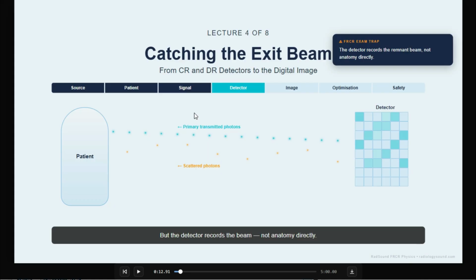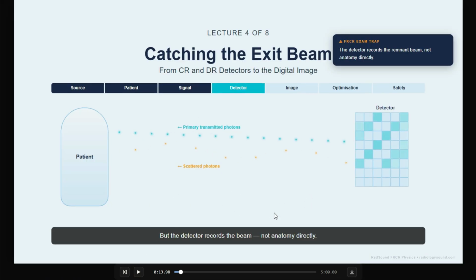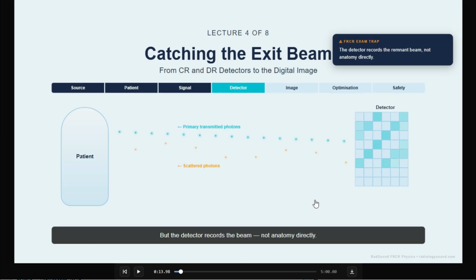may impact the image quality, because as you can see the scatter has changed direction, so it is not carrying the exact information. If it reaches the detector, that may lead to fogging on the image, and that will decrease the quality of the image for diagnostic value. So the detector records the remnant beam and the exact anatomy directly.